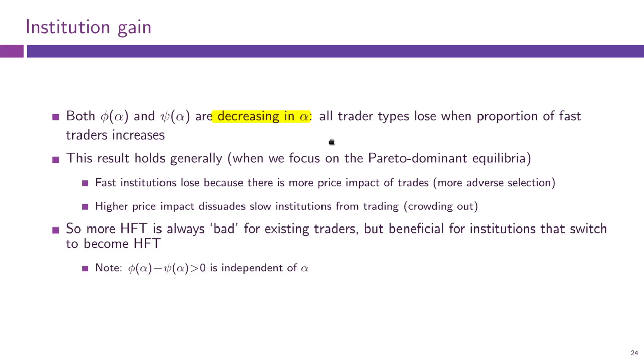One thing to note is that being fast is, of course, better. So profit of fast traders, phi, is greater than the profit of the uninformed traders, psi, the slow traders. And this difference, if I computed correctly, is independent of alpha. This means that everyone, all traders want to be fast, but they want no one else to be fast. So this is tragedy of the commons. Something we all know and love in economics.